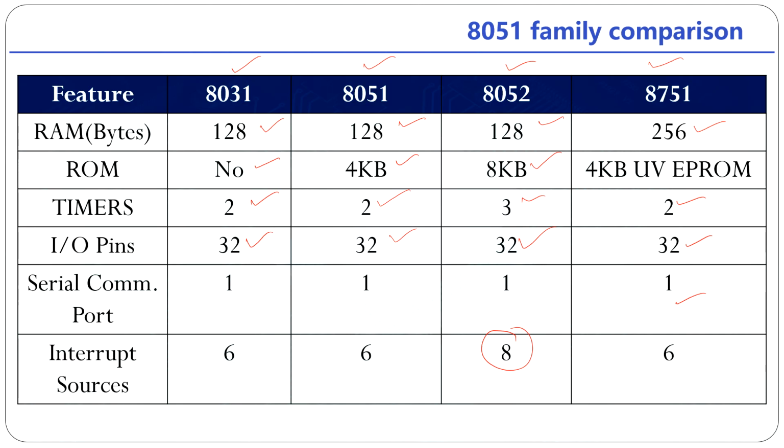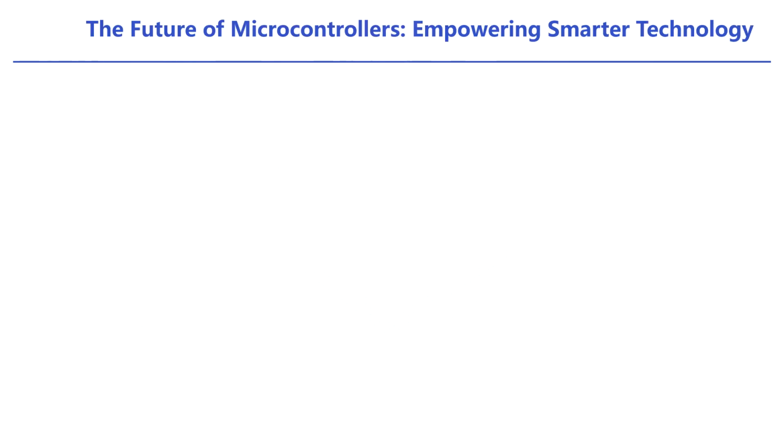Based on our application, we can choose the corresponding controller. Suppose, for example, my application requires 8 kilobytes of ROM. Then I need to select the 8052 only. That means based on our requirement, you can choose a controller based on its available features.